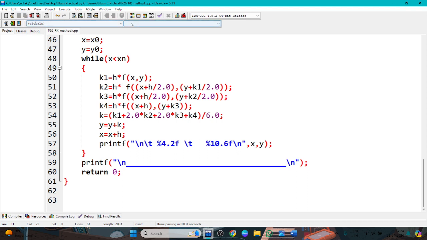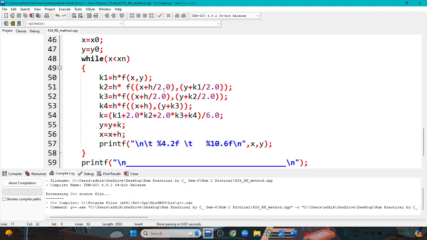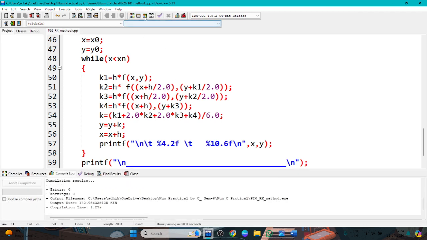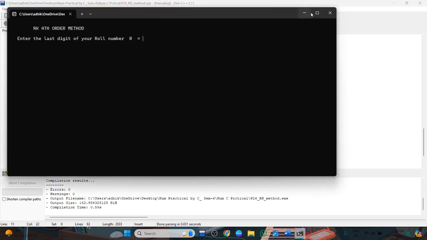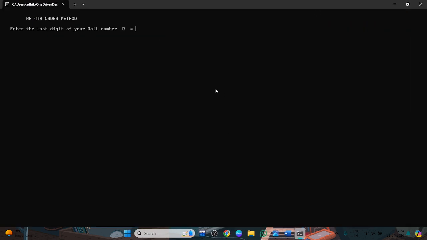Save, compile, and now run. Compile and run this program. Enter the last digit of your serial number, say 0, put 0. Enter the initial value x0, say 0. Obviously the initial value of y0 is equal to 3.6. Enter the final value xn equal to 1, say. Enter the step length h, say 0.1.